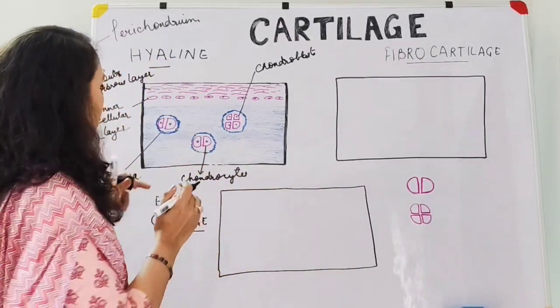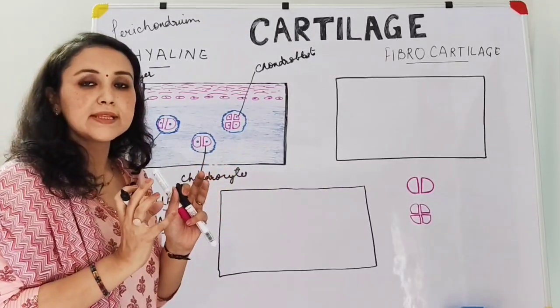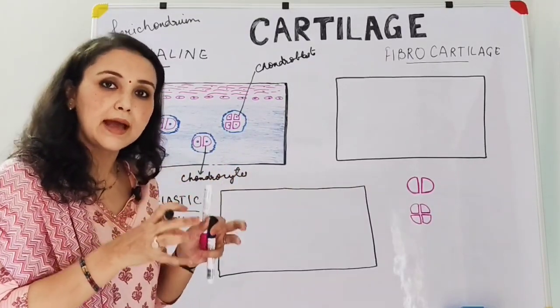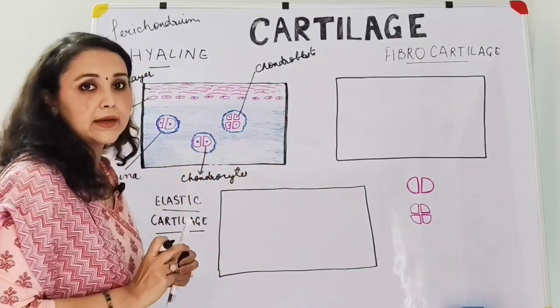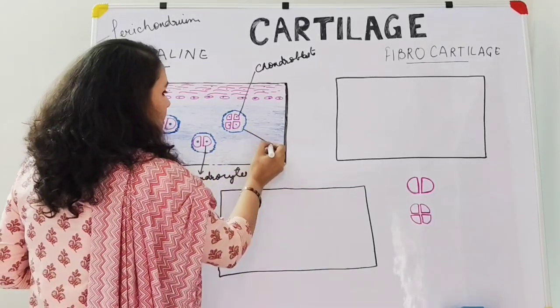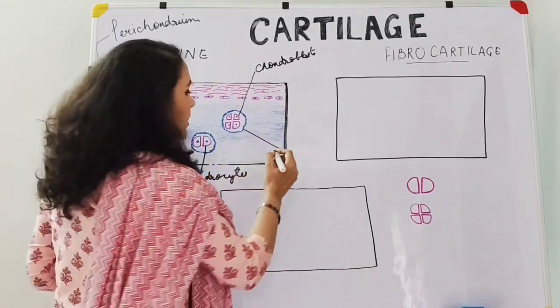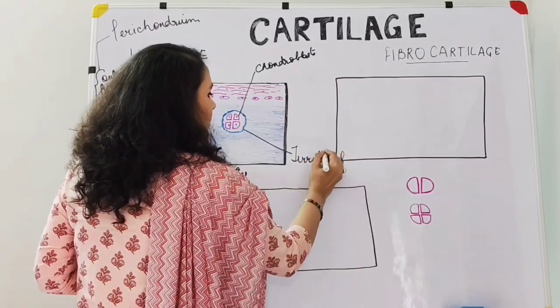So what has happened now? The chondroblast and chondrocytes are placed inside a lacuna and this matrix is slightly darker stained around the lacuna. So what does it form? Now this matrix here is forming the territory. So you call it territorial matrix.